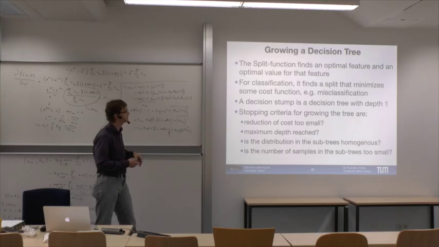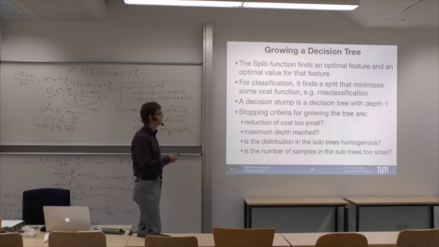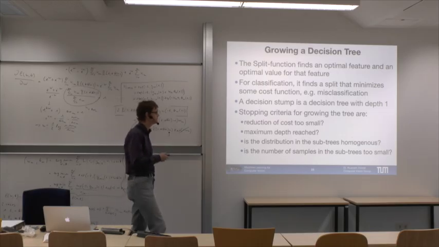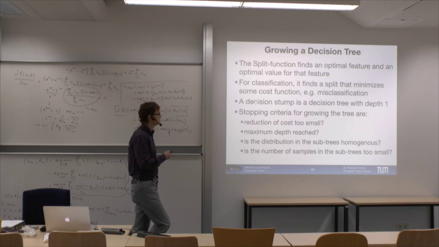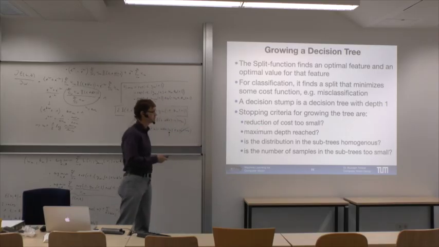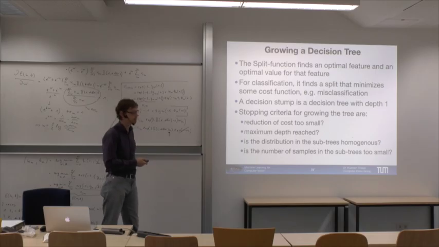And for classification, it finds a split that minimizes some cost function, for example, misclassification. This is just your way of minimizing that cost function. A decision stump is nothing else than a decision tree with depth 1, and there are different stopping criteria for growing the tree. It can be that the reduction of cost is too small, or the maximum depth has been reached.